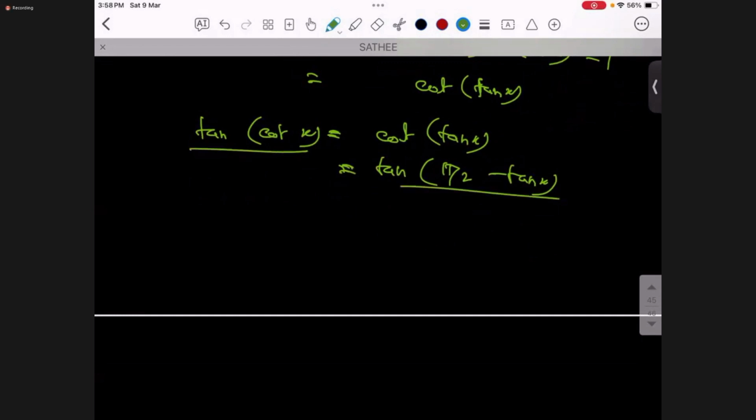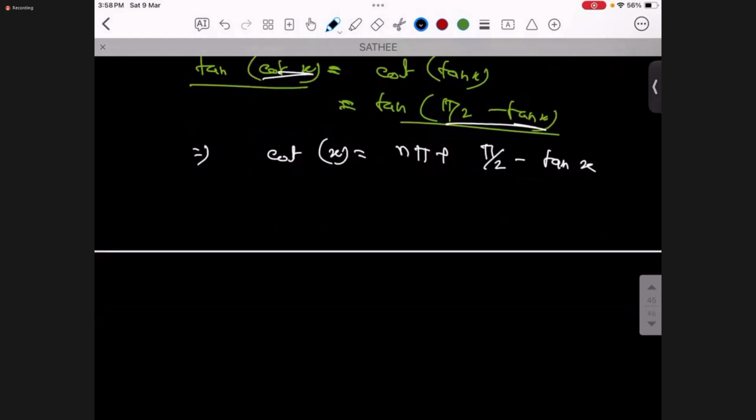Okay. Now, these two values are same. So, this will give us the angle will be within n pi distance. So, from here, one can write this thing implies cot x equals n pi plus pi by 2 minus tan x. So, this will give us cot x plus tan x equals n pi plus pi by 2.